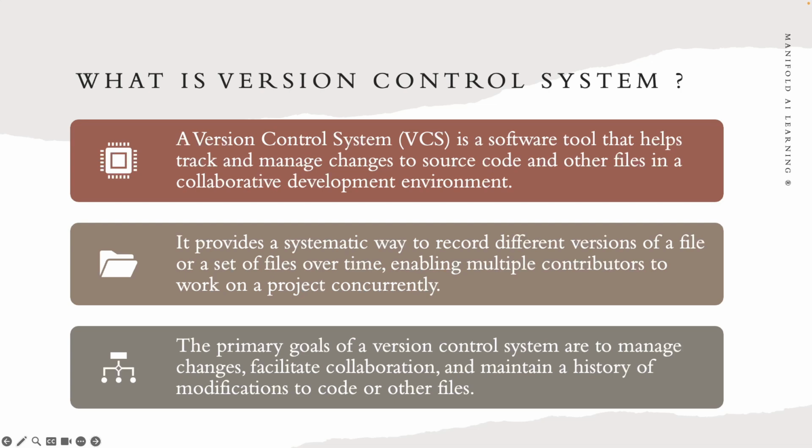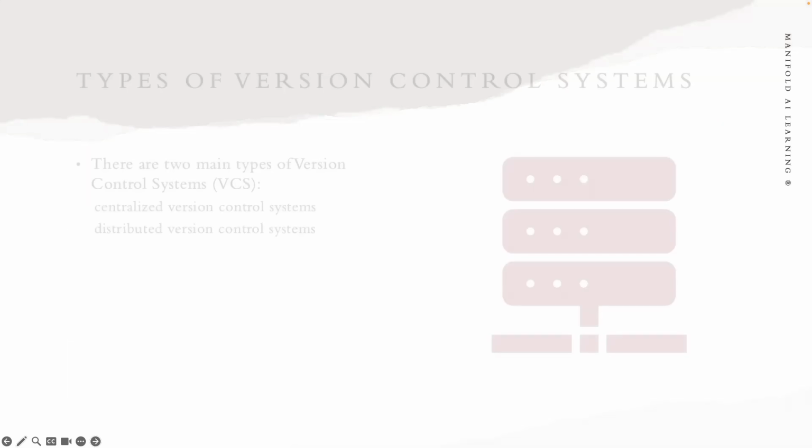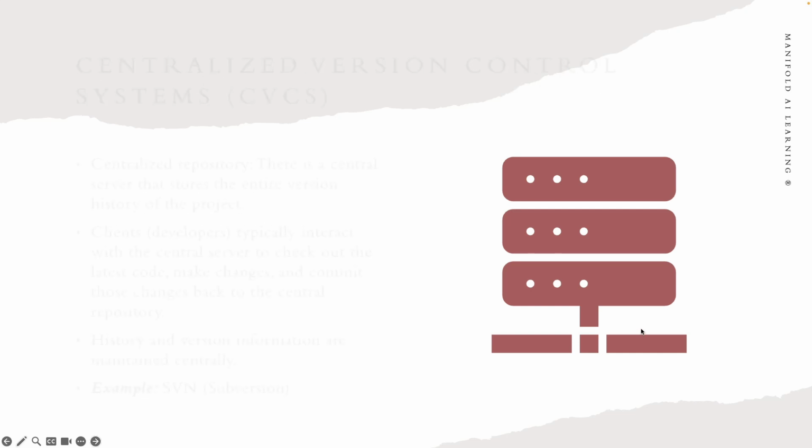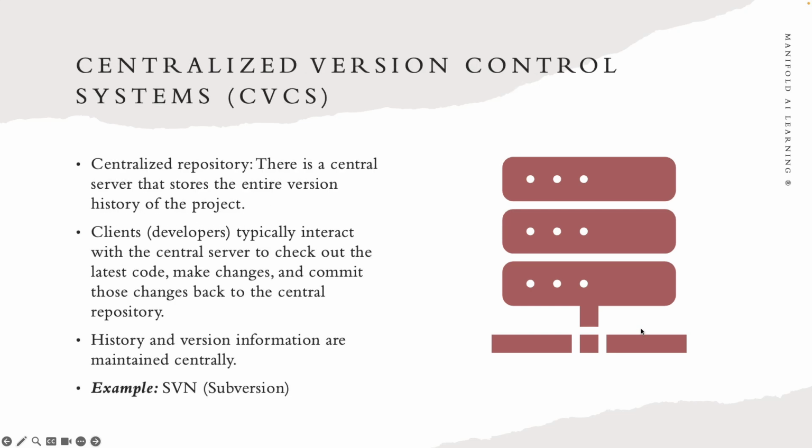Now, when we talk about version control systems, there are actually two types we have got. One is the centralized version control system, and the other one is what we call the distributed version control system. In the case of the centralized version control system, there will be a centralized repository. On this centralized repository, the entire version history of the project will be stored.